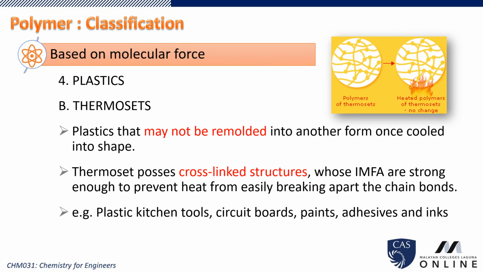Another type of plastics are thermosets. When heated again, thermosets do not melt but instead decompose. This makes recycling difficult for thermosets. Thermosets possess a cross-linked structure whose intermolecular forces of attraction are strong enough to prevent heat from easily breaking apart the chain bonds. Examples of thermosets include plastic kitchen tools, circuit boards, paints, adhesives, and inks.